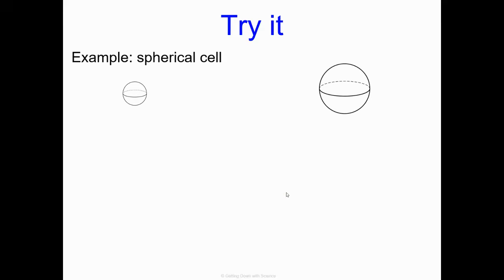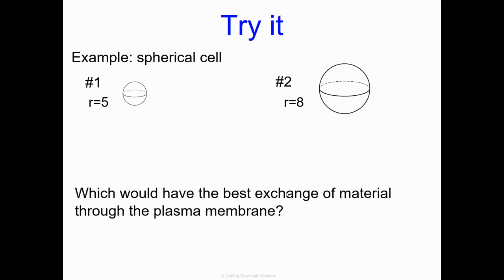But let's go ahead and now try it with some numbers. So here's cell 1 and cell 2, and there's the radius for each. And I want you to answer this question again, which would be best at exchanging material through the plasma membrane. Go ahead, do your calculations, and we'll come back together.